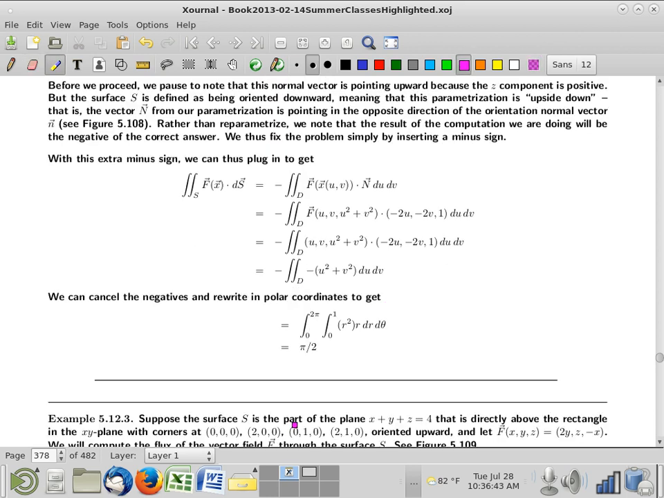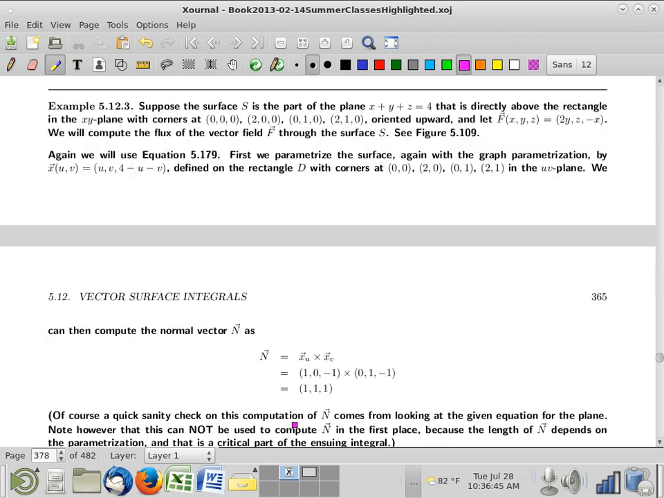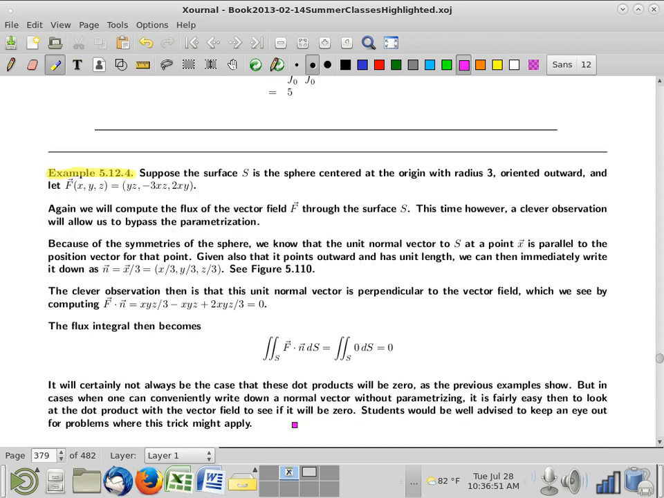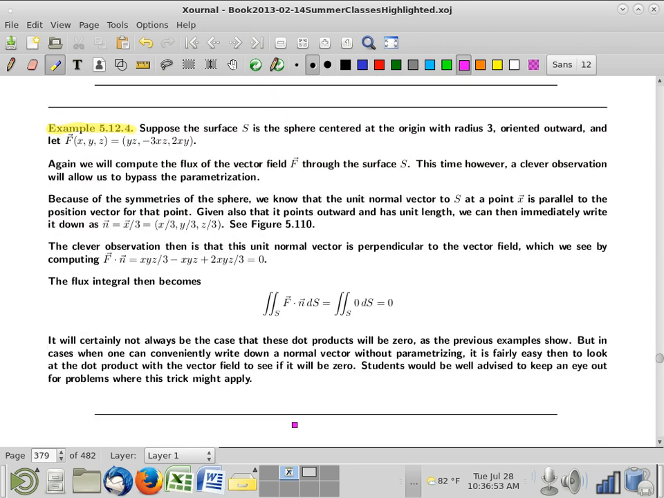All right. There's a couple other examples here. Again, like with the vector line integrals, they're pretty similar to the one that I just did. This third one is a little different. I do want to talk about this one a little bit. Surface, sphere center at the origin, radius 3, oriented. So we've got a surface given to us. Got a vector field given to us, and let's compute the flux.